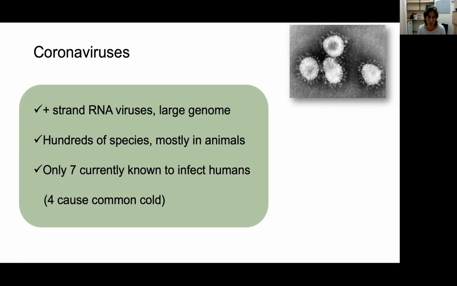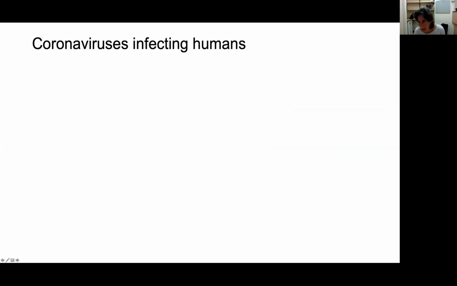So we have hundreds of species of coronaviruses. They are mostly in animals, and only 7 are currently known to infect humans, of these hundreds that I mentioned before. 4 of them cause just a common cold, and only 3 of them cause more serious diseases, as I'm going to show you in the next slide. So these are the coronaviruses that infect humans.